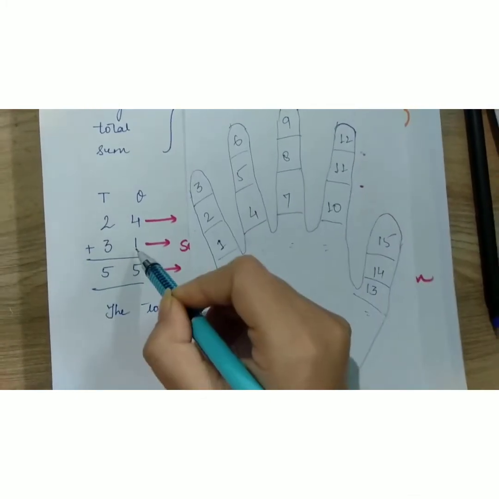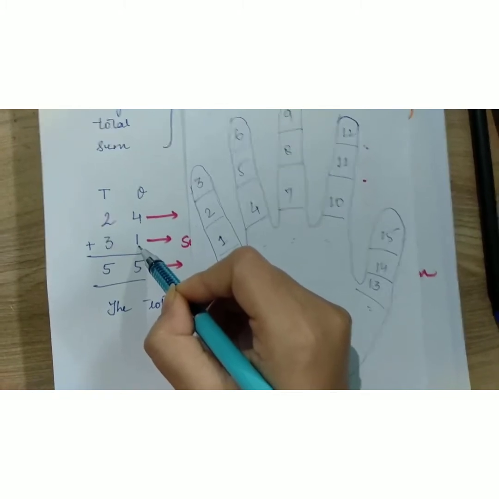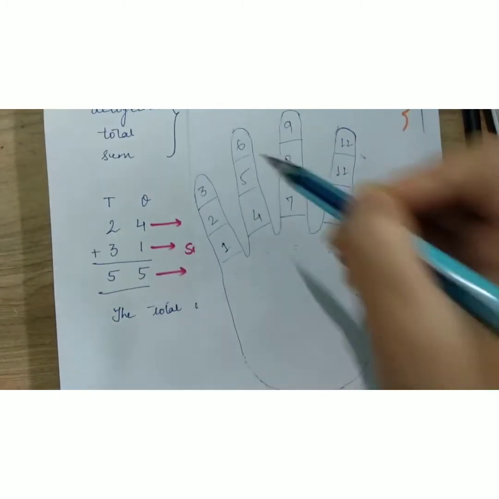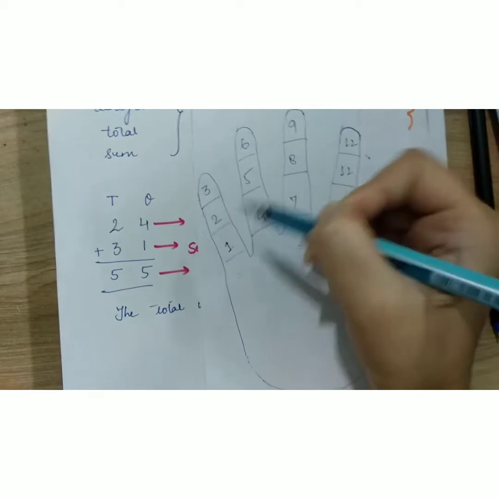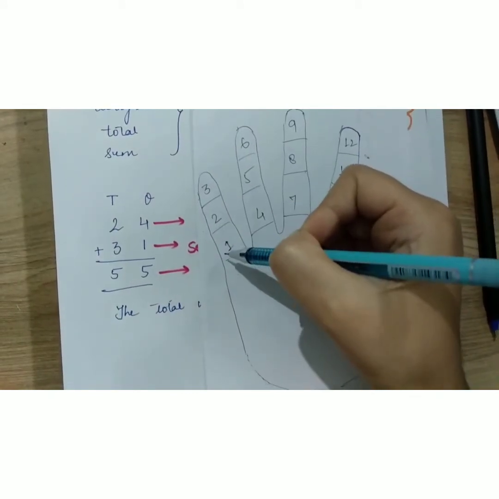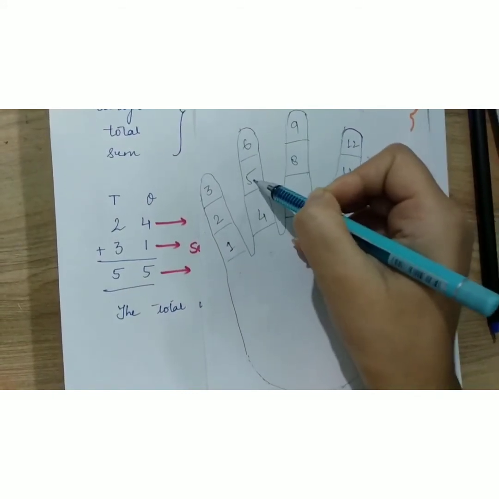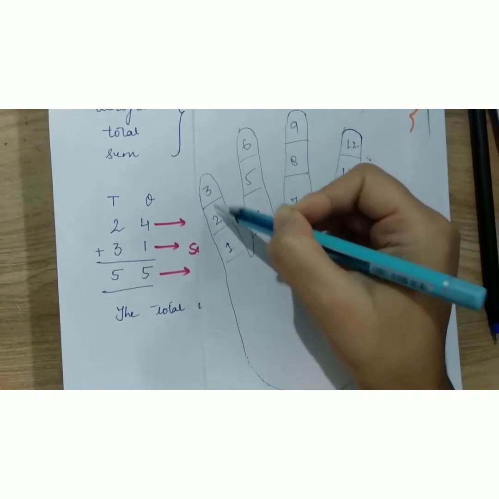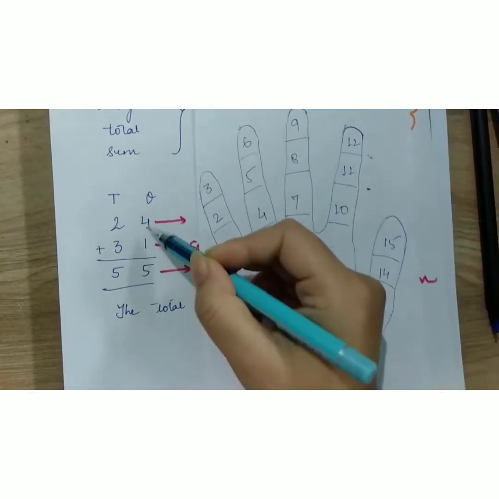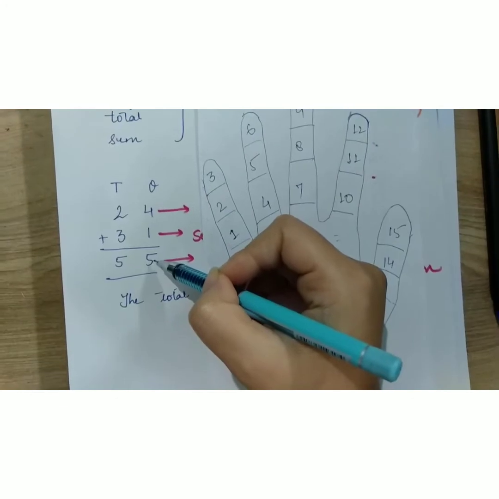And then what is the next number written below it? 1. So after 4, we will take one more digit. And we will start counting from where we have started till the number we have reached. 1, 2, 3, 4 and 5. So 4 plus 1 is 5.